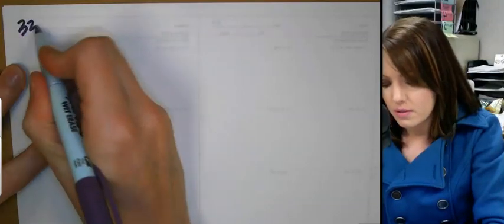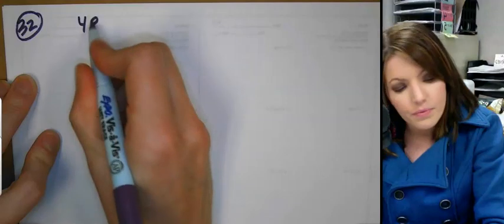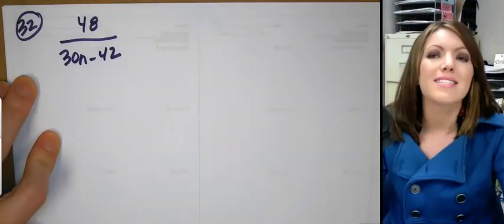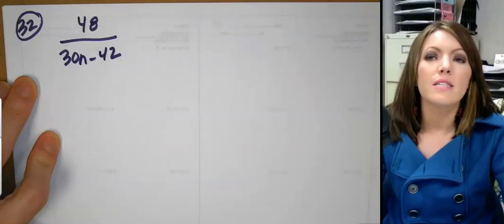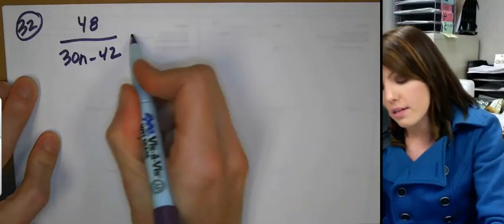32. Number 32, we have 48 over 30n minus 42, and all this says is simplify. So simplify to me means reduce as much as possible if there's anything to be reduced, and yeah, go from there.